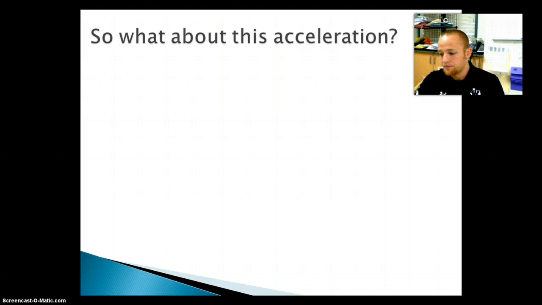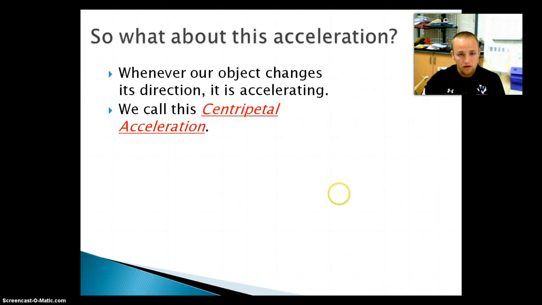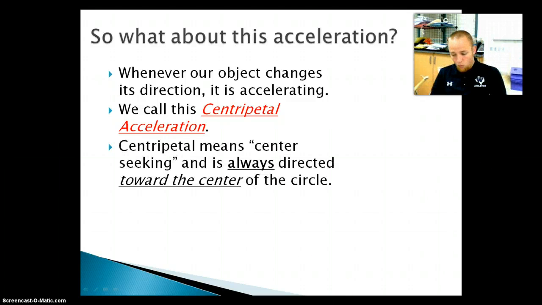Whenever our object changes directions, it accelerates. And we call this acceleration centripetal acceleration. You've probably heard of centripetal force before, and we'll get into that in just a minute. The word centripetal, if you break it down into its original Greek or maybe Latin, means center seeking. So this acceleration is always toward the very center of our circle, always.